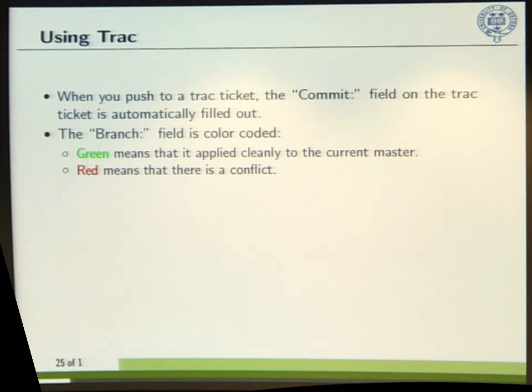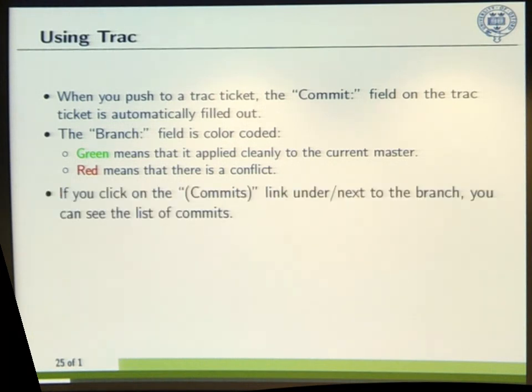Trac has various other integration tools for the Git repositories. There's some color coding that tells you whether this applies cleanly to the current master. Right now that might be broken because exactly what the master is isn't completely settled yet, but this will soon work correctly. Then you can click on the commits link under the branch to see commits, and click on the branch to see the difference. You can get diffs between different commits out of Trac.